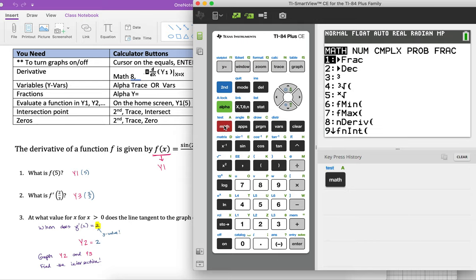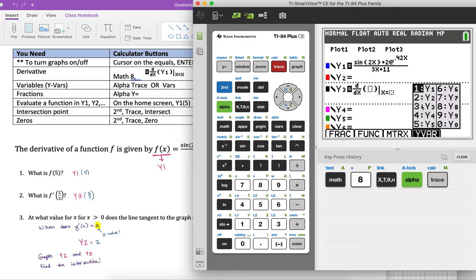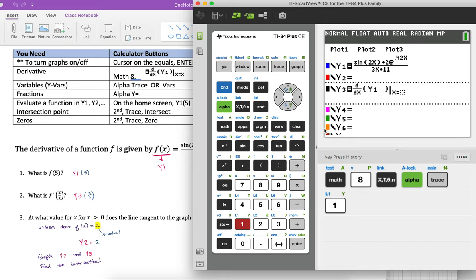So it's math. And then we're going to pick 8 because math 8 is nDeriv. And we want to do this for all x. So we're going to put x there. So it's d dx, which is the derivative with respect to x. And we're going to do that with y equals. I finally remembered the shortcut, and that's alpha trace. So if you hit alpha trace, boom, there's y1 right there, so much faster than what we were doing before in class. And then arrow over, and we want x equals x because we want to graph not just one point, we want to graph the entire derivative.